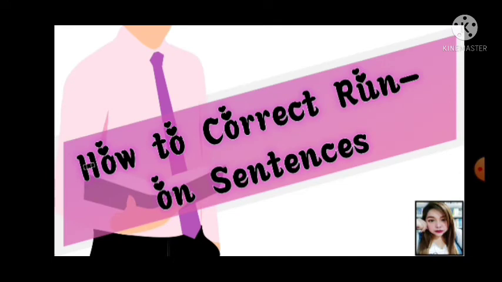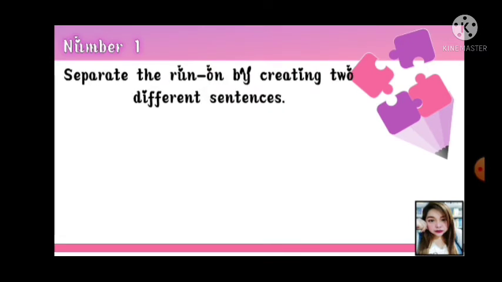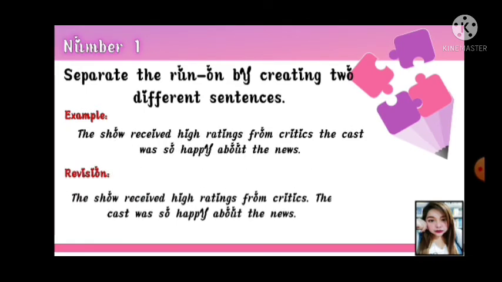How to correct run-on sentences. So in correcting run-on sentences, number 1, you should always be reminded that you separate the run-on by creating two different sentences, just like what we did earlier. Example, the show received high ratings from critics. The cast was so happy about the news. So it should be, the show received high ratings from the critics, period. The cast was so happy about the news, period. So we have now two different sentences.